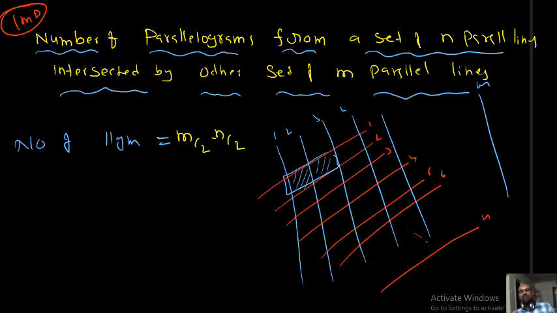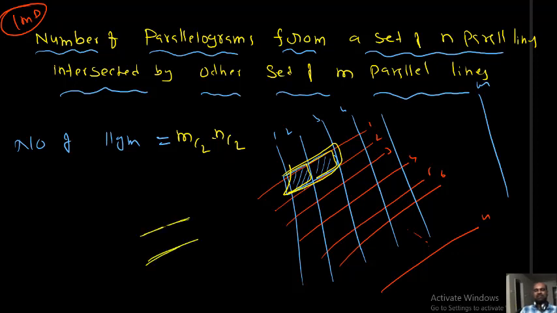So MC2 into NC2 parallelograms you can draw through N parallel lines intersected by M set of parallel lines, as shown in the figure. So in MC2 into NC2, this is one of the parallelograms, another parallelogram, this bigger one is another parallelogram, like that you will get MC2 into NC2.